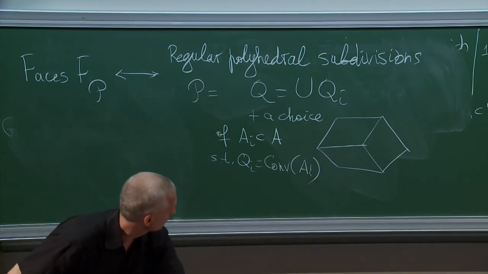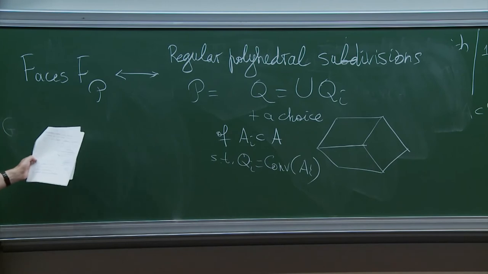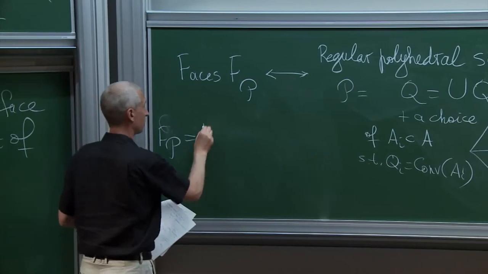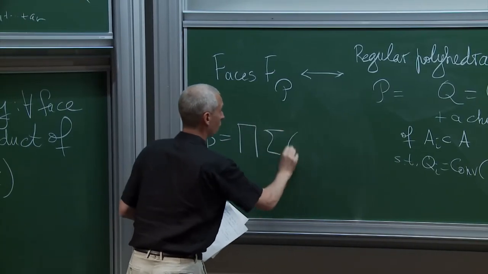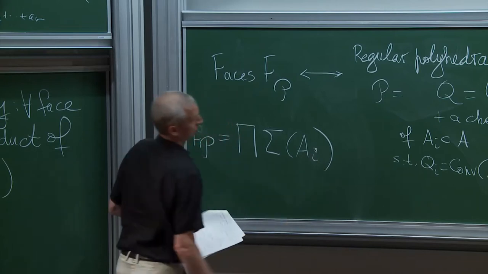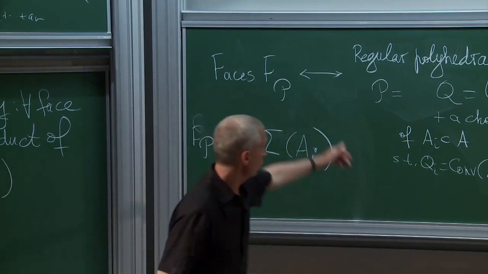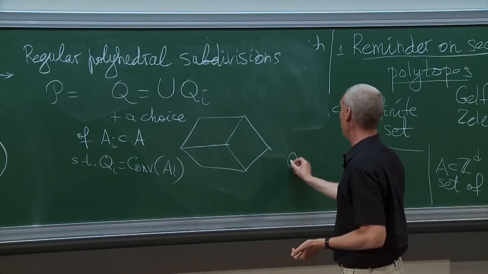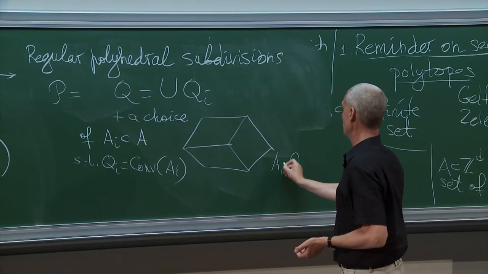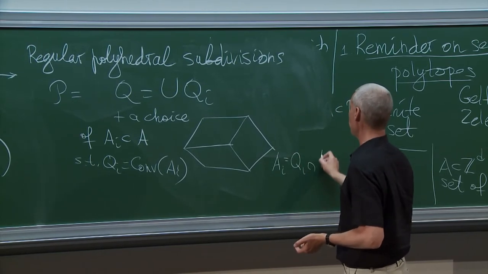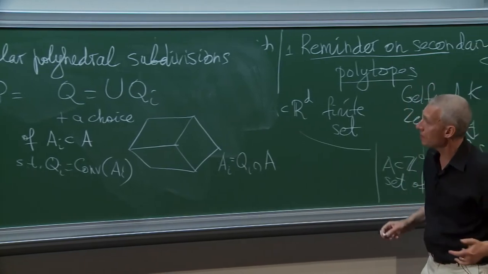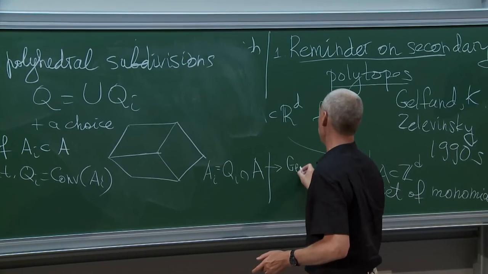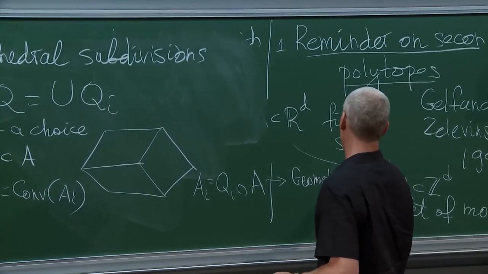So theoretically speaking, there is some freedom here. And the corresponding face, F_P, is simply the product of sigma of A_i. There is a particular choice. So we can, for instance, ask, why don't we put A_i to be Q_i intersected with A? We can do this, but in this way, we don't get all the faces. Let's call these the geometric faces. They're also interesting, so-called geometric faces.